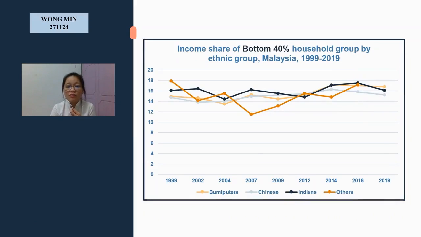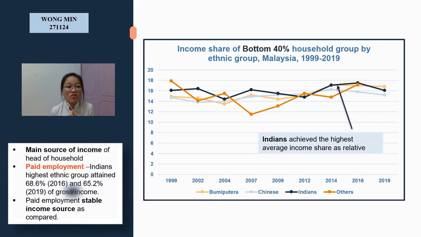And then for B40, Indian is the highest, and in this case we discuss the main source of income. We take paid employment as the example because it is said to be a stable income source, and as evidence, Indian is the highest among any group, attaining 68.6%. Although there is a decrease in 2019, it is still the highest group that achieved the highest income share, as shown in the graph.